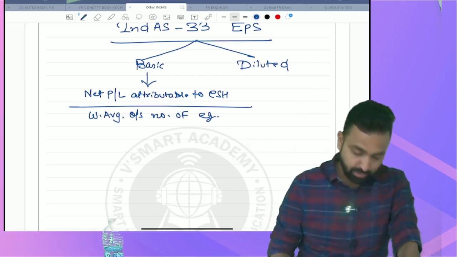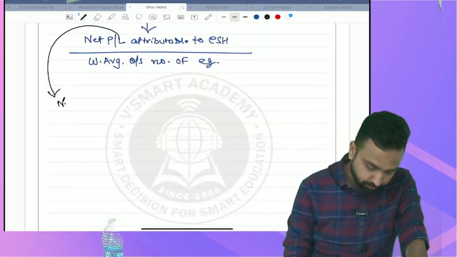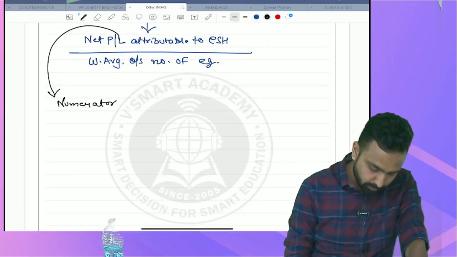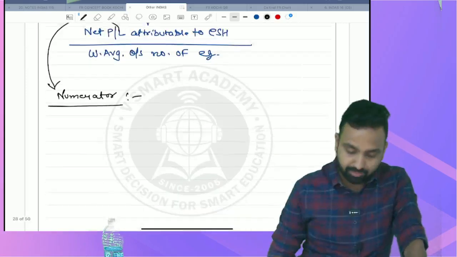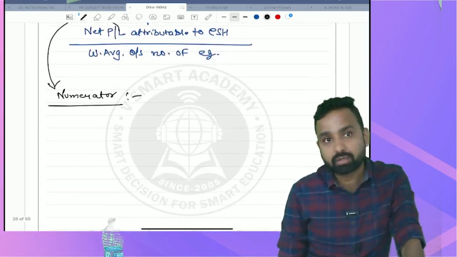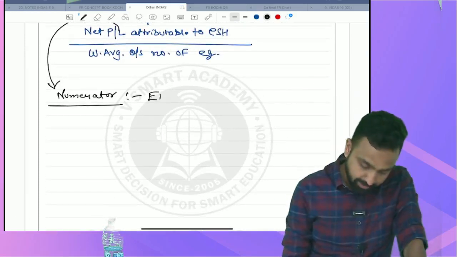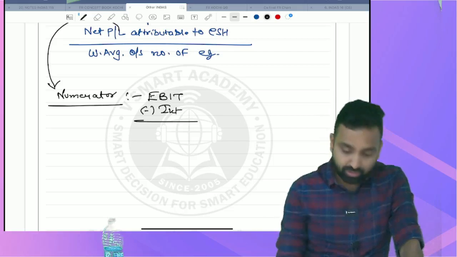All right. So how do we calculate this net profit, the numerator? We'll not talk about diluted right now, after the discussion of so many things of basic. Okay, how to calculate the numerator? It's EBIT minus interest.